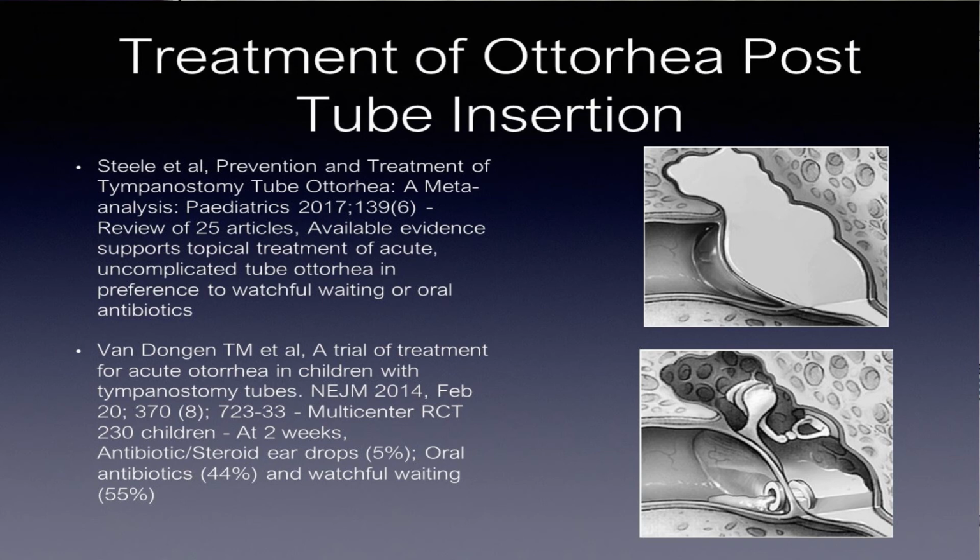So again, going back to Steele et al.'s meta-analysis, their evidence supports topical treatment of acute uncomplicated tube otorrhea in preference to watchful waiting or oral antibiotics. Van Dongen from Amsterdam did a trial of treatment for acute otorrhea in children with tubes. They did a multi-center RCT of 230 children. At 2 weeks, just using antibiotic or steroid eardrops, only 5% had persistent otorrhea. With oral antibiotics, 44% still had otorrhea, and for just watchful waiting, 55% continued to have otorrhea.